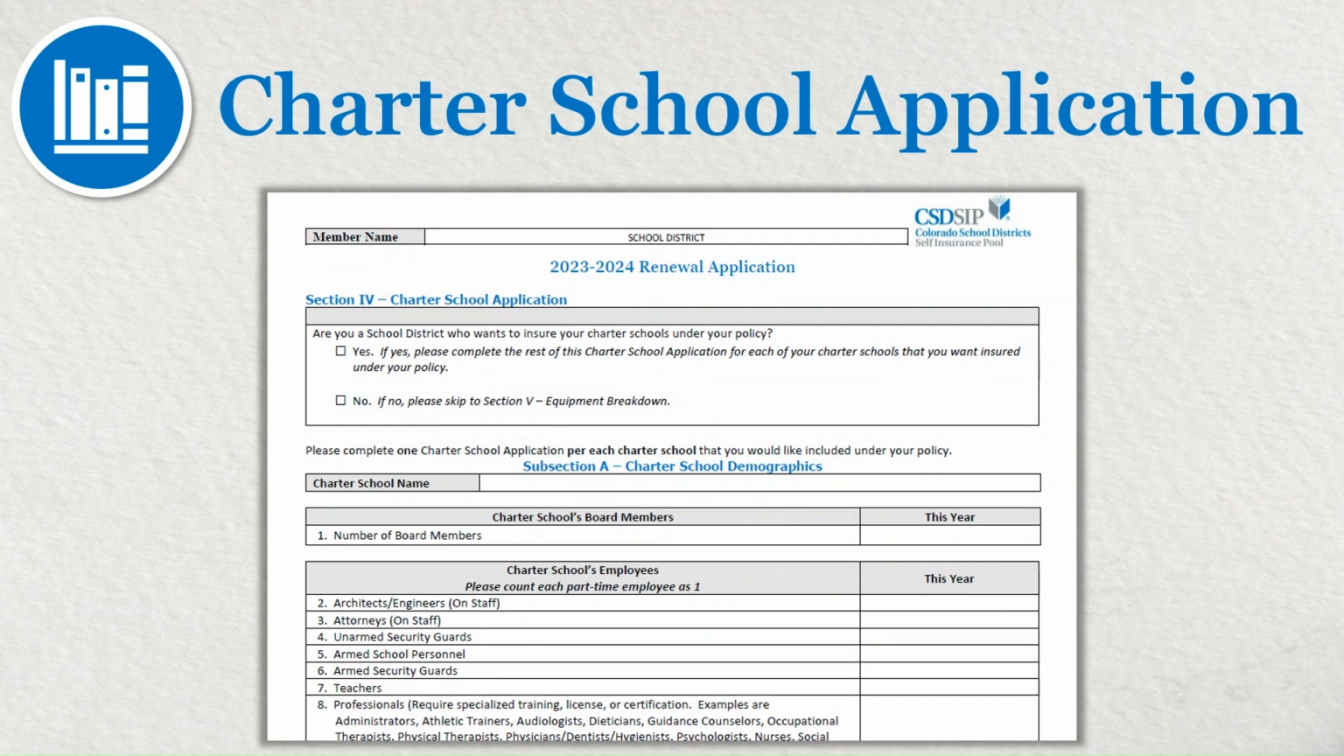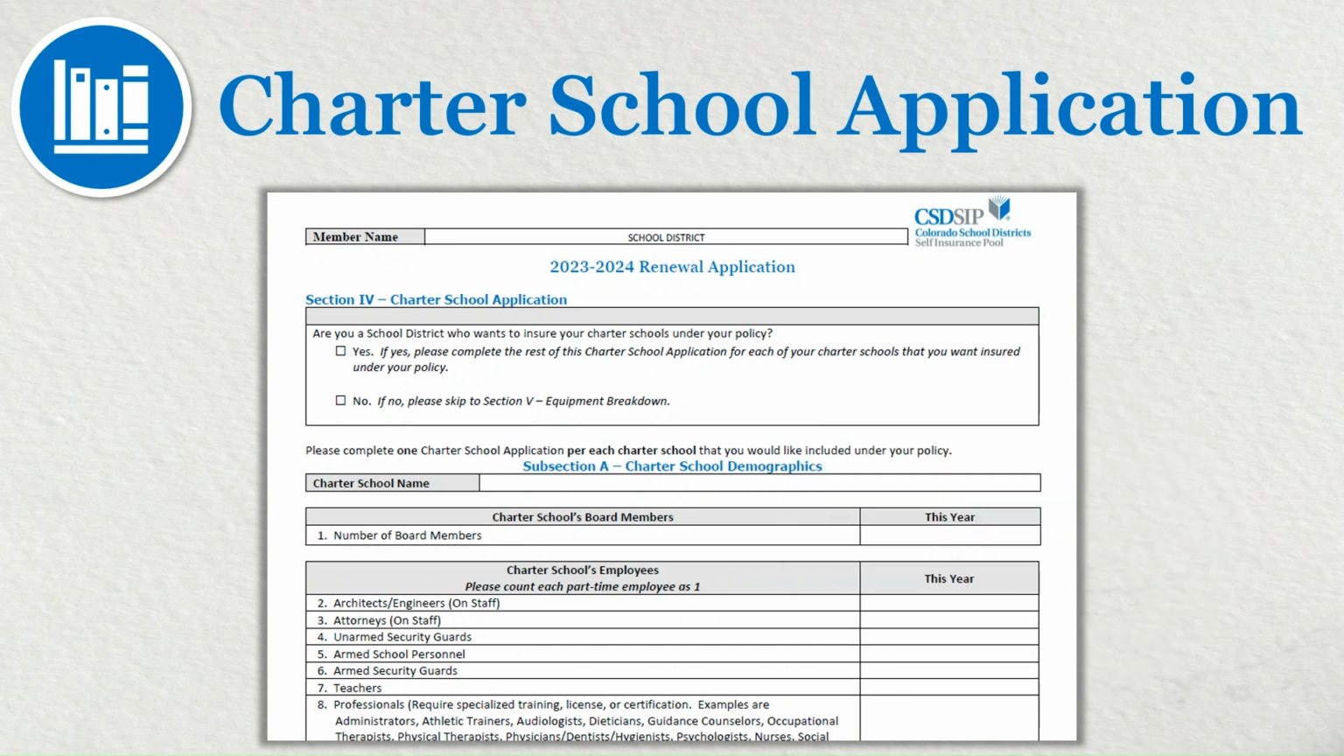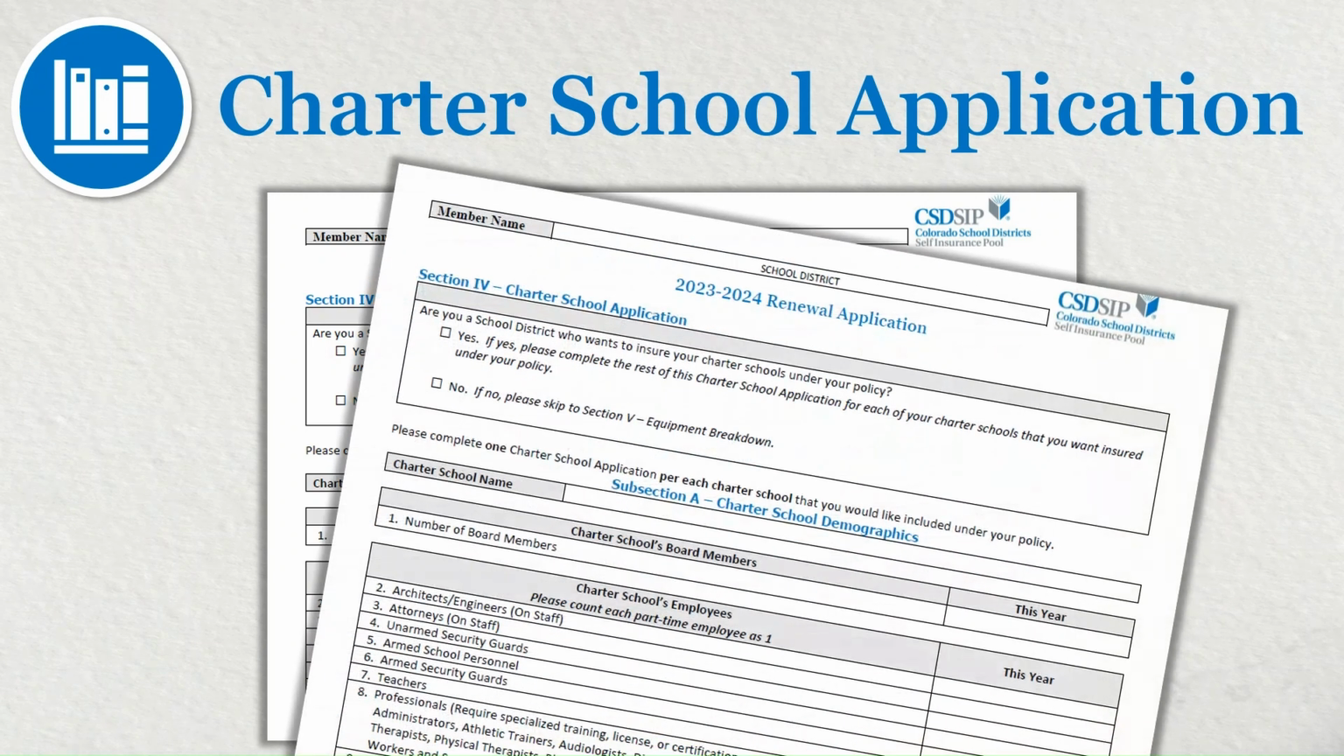Charter school application. If you are a school district, your charter schools are not covered by our policy unless they are specifically added by endorsement. If you are required or responsible for obtaining coverage for your charter school and last year reported the charter schools to us, you'll find a charter school application for each applicable charter school in your packet this year.